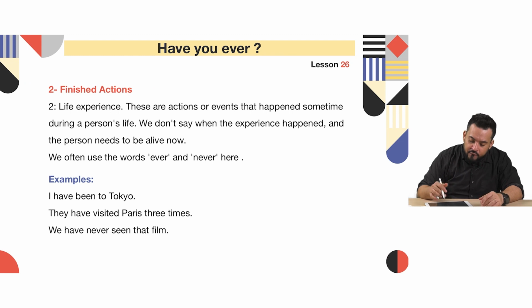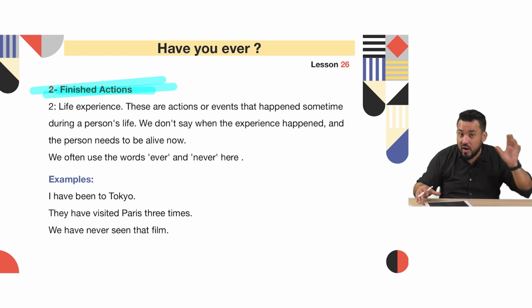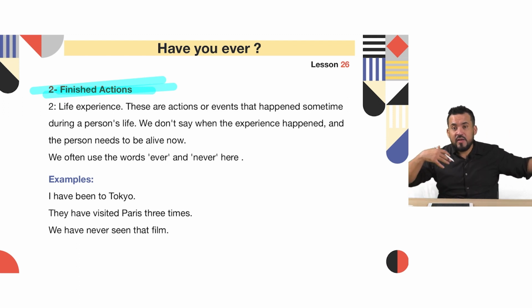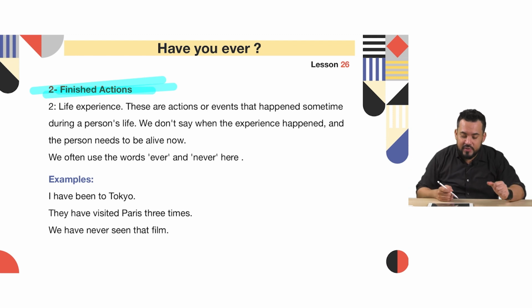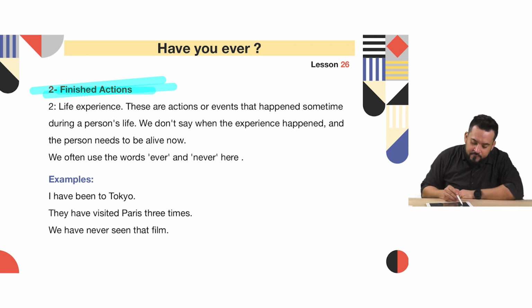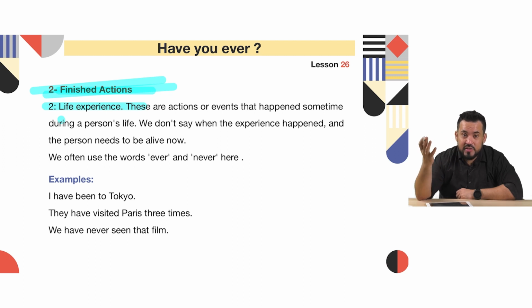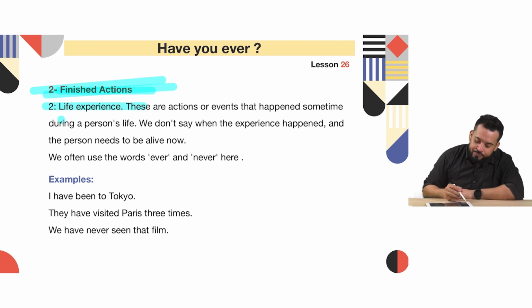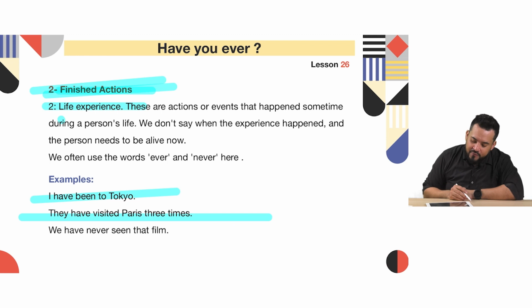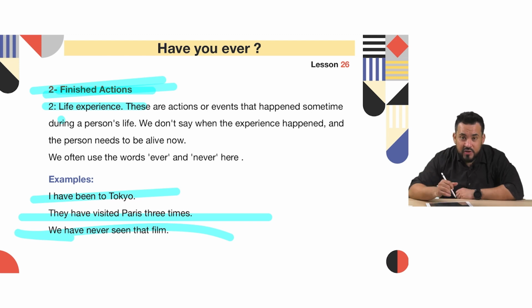Now, finished action. So the first use we said for present perfect is unfinished action. Something has started in the past and it's still continuing until now. For finished action, like life experience, we can also use the present perfect, okay? Like experiences that you've had in the past. Let's take a look at the examples. I've been to Tokyo. They have visited Paris 3 times. We have never seen that film. Okay? Life experiences, okay?